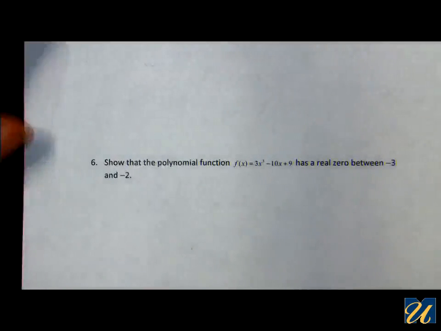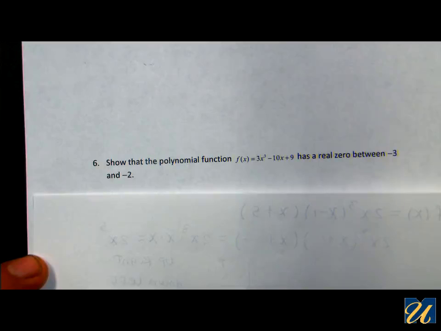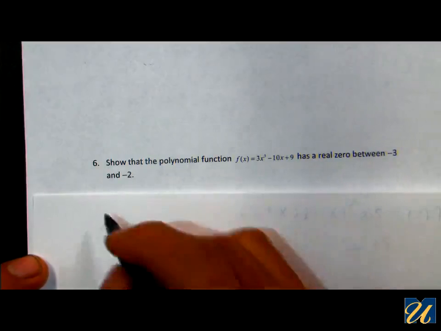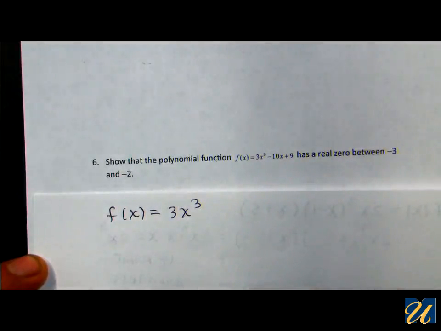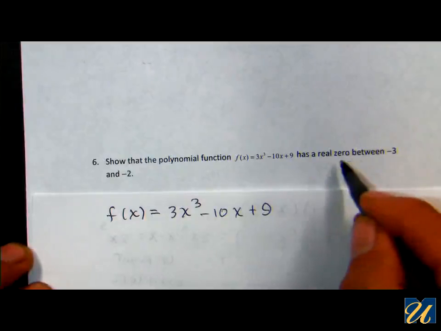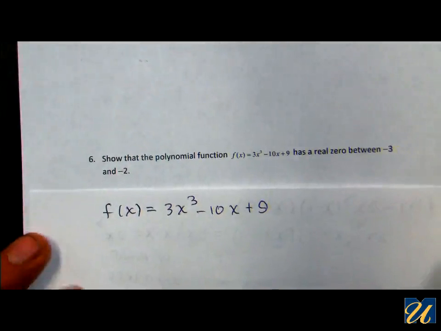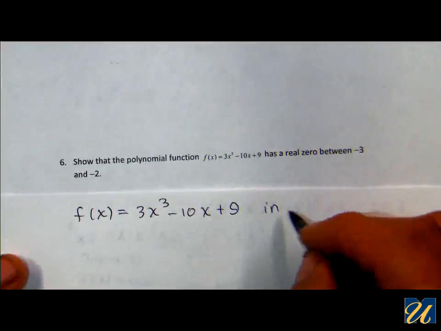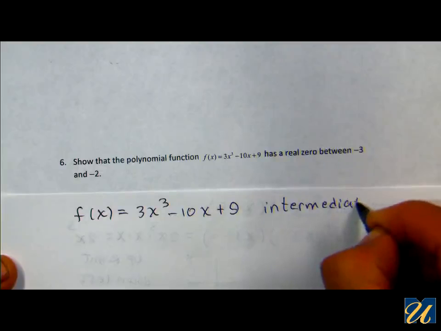Let's take a look at problem 6. Show that the polynomial function f of x equals 3x cubed minus 10x plus 9. Let's write that one down. 3x cubed minus 10x plus 9 has a real zero, in other words, an x-intercept, between negative 3 and negative 2. Okay, this was not highlighted in the PowerPoint slide. This is, as stated in the objectives, the intermediate value theorem.